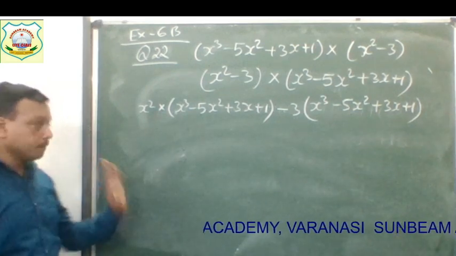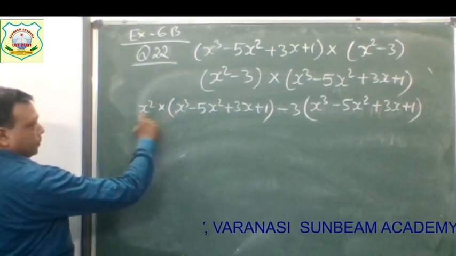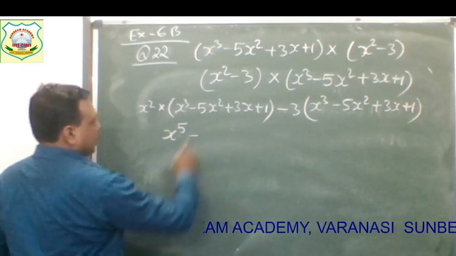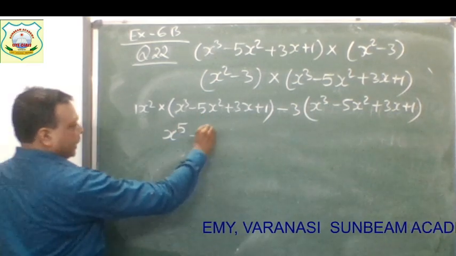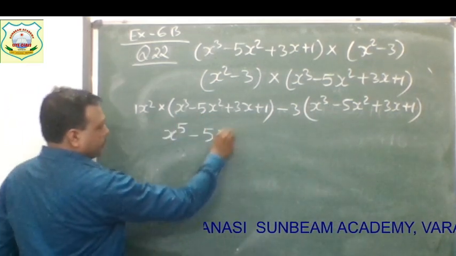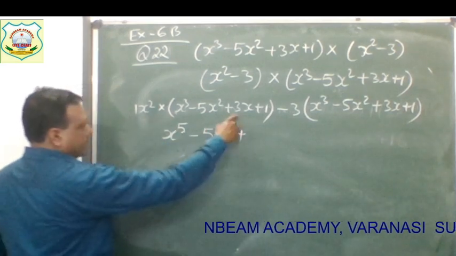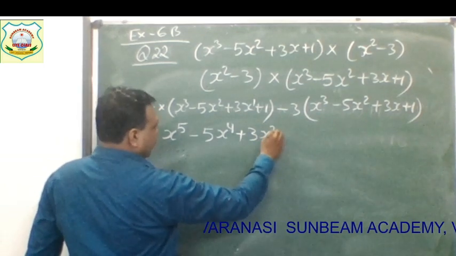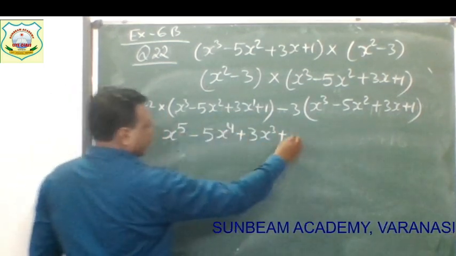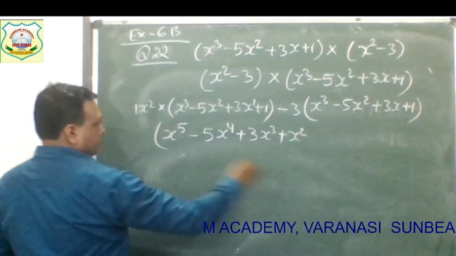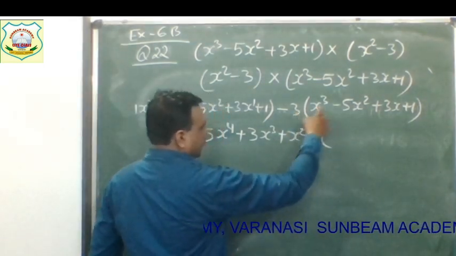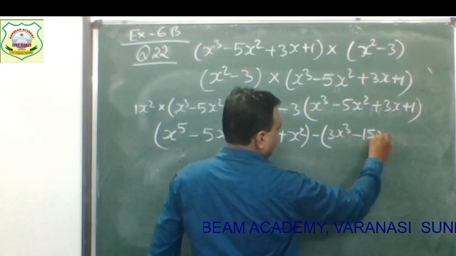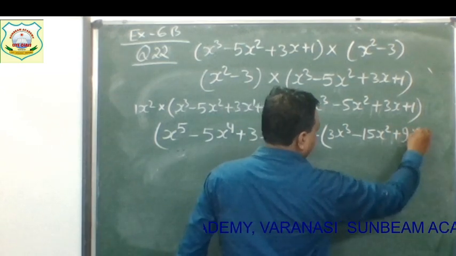This is the only difference. x square into x cube: the variables are the same, so 2 plus 3, x power 5. Minus 1 into 5, then 5x square into x square, x power 4. Plus 1 into 3, x power 1 and x power 2 make x power 3. Plus 1 into 1, that is x square. It's complete. Minus 3 into x cube, 3x cube; 3 fives are 15x square; 3 threes are 9x plus 3.